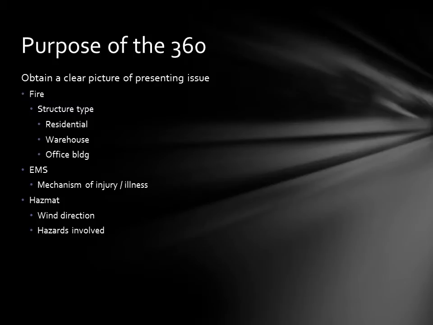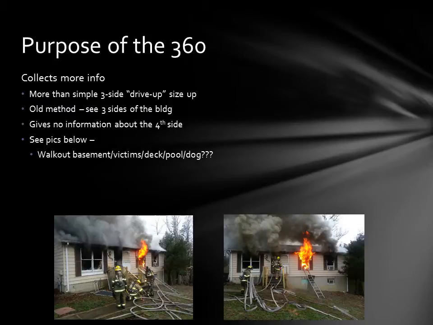And we can also use a 360 for a hazmat situation when we're trying to consider wind direction, hazards involved, population densities, and things of that nature. So this video is going to concentrate mostly on the 360 for a fire, but remember that you can use this type of information gathering and change it to address any type of issue we want. So the purpose of the 360, basically, is so we can collect information.